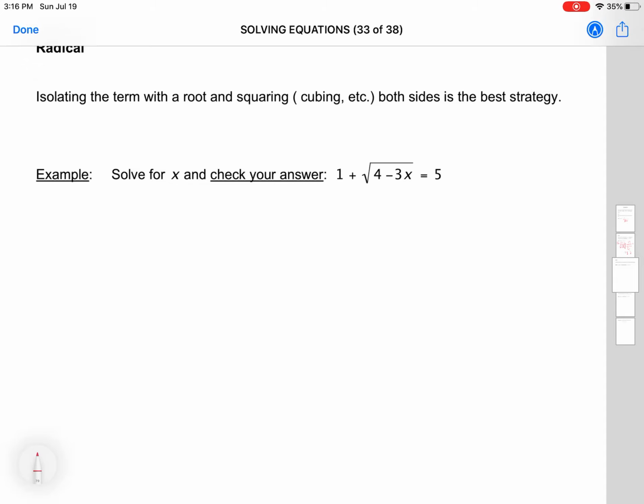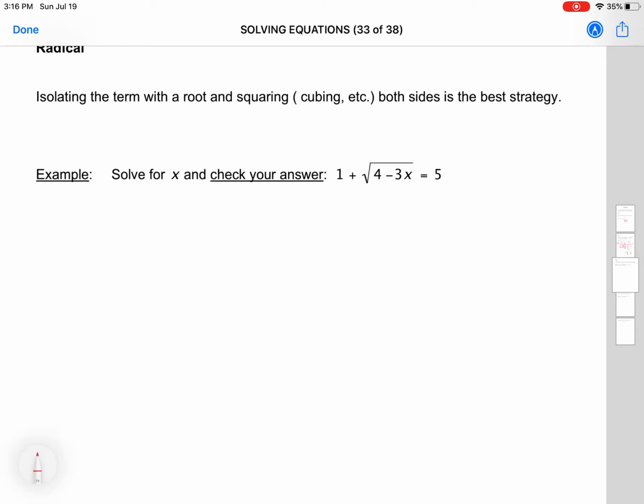Which is actually not the case for the radical equation. Radical means it contains some sort of a root. In the example that we're looking at, it's a square root. So the idea is simple. We need to isolate that root and get rid of it by squaring both sides.